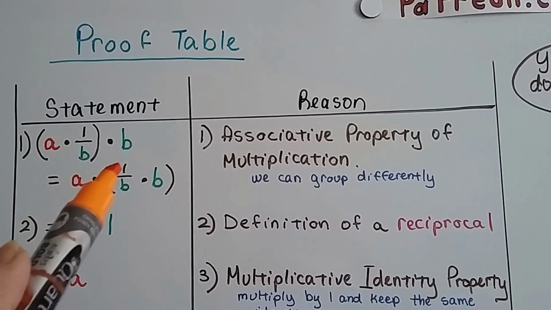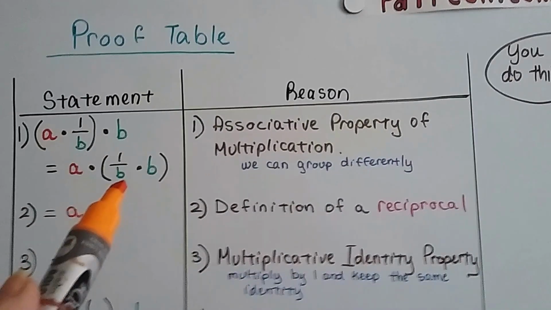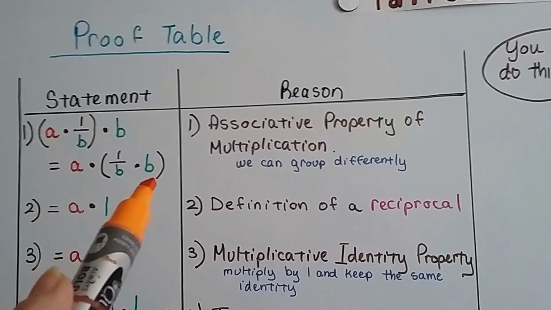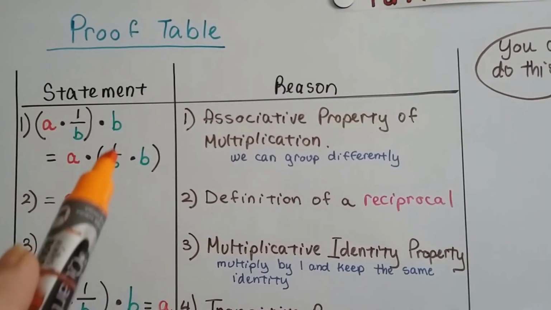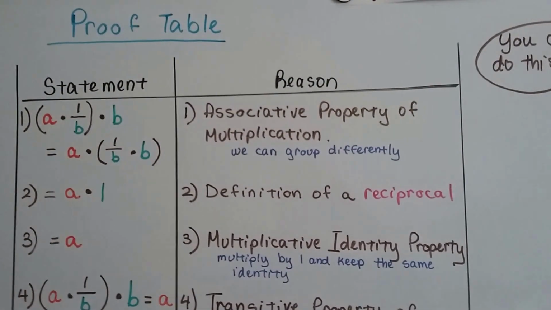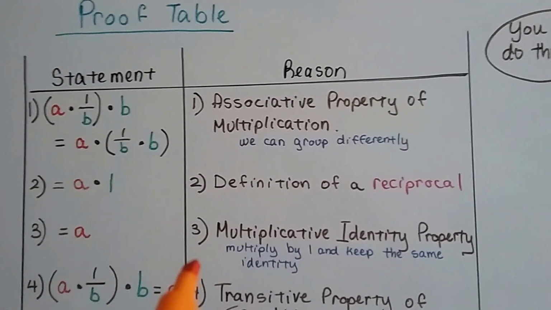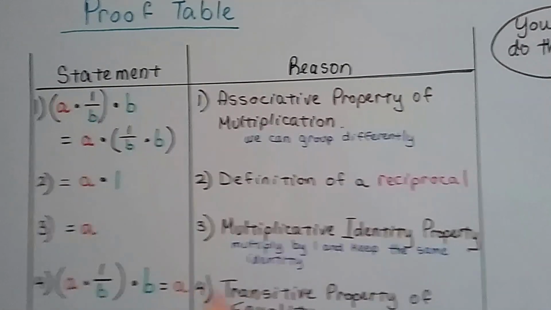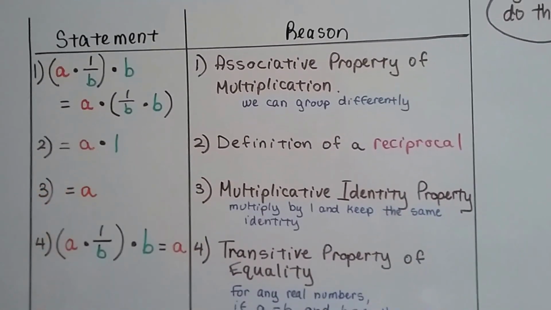This a times 1 over b times b equals a times 1, doesn't it? Because this is like a b over 1, so we got b over b. That's the definition of a reciprocal, okay? And a times 1 is a. That's the multiplicative identity property. You know, you multiply by 1 and keep the same identity. So now it equals a.